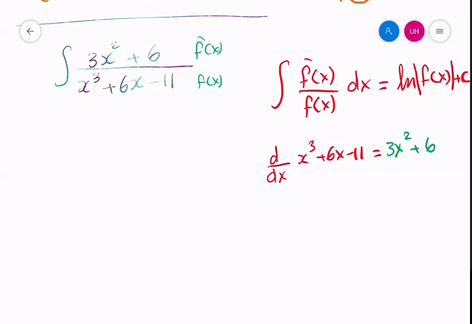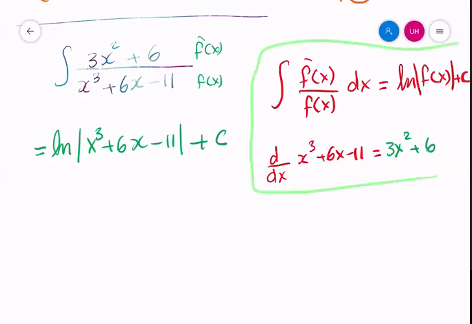It will be ln the denominator plus c. Excellent, well done. Because we have the derivative at the top and we have the function at the bottom, we can say this equals ln of the denominator, with the modulus: ln of x cubed plus 6x minus 11 plus c. So this is just a note for you, as information.